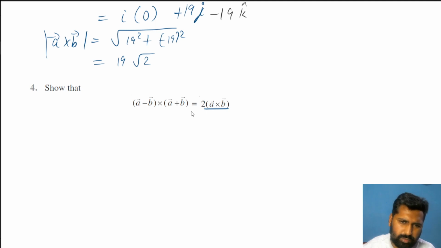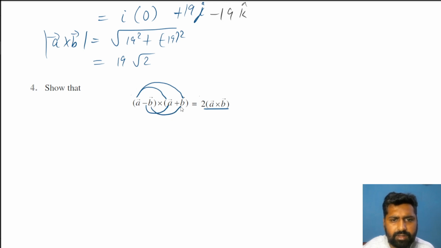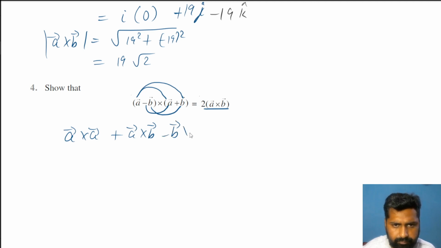So how do we get this result? You literally multiply a with a, with b using the distributive property, and then you multiply b with a minus b with a, then b with b. Let's do it. So a cross a plus a cross b. First we have done with a, now do it with b. Minus b cross a minus b cross b. Okay. What's a cross a?